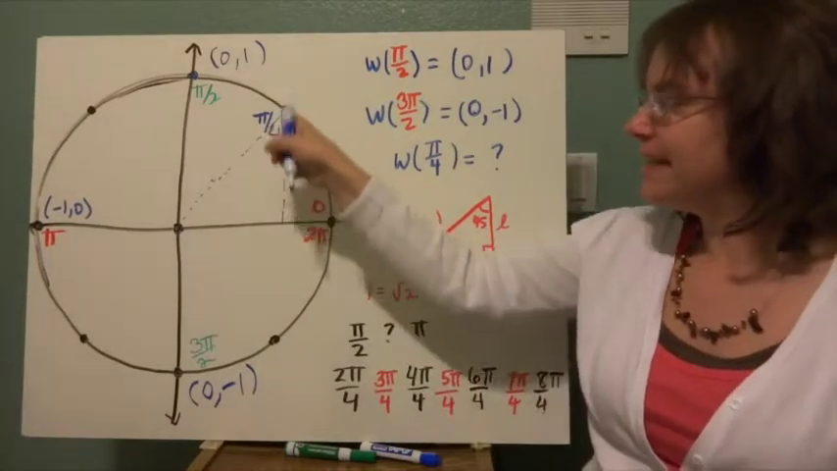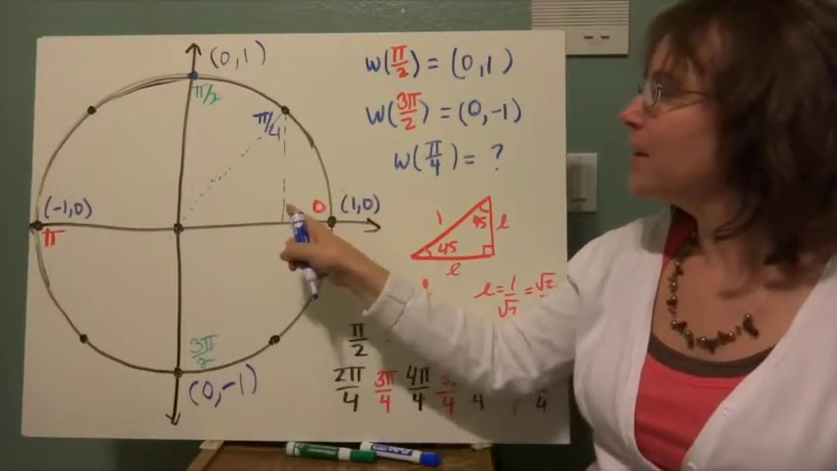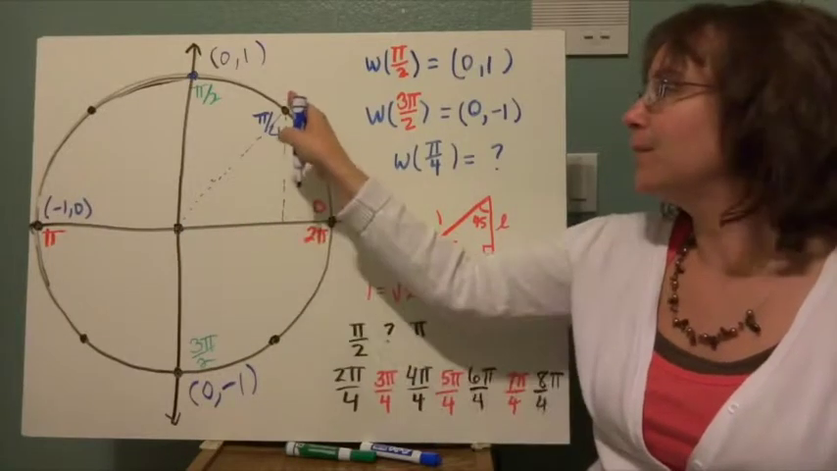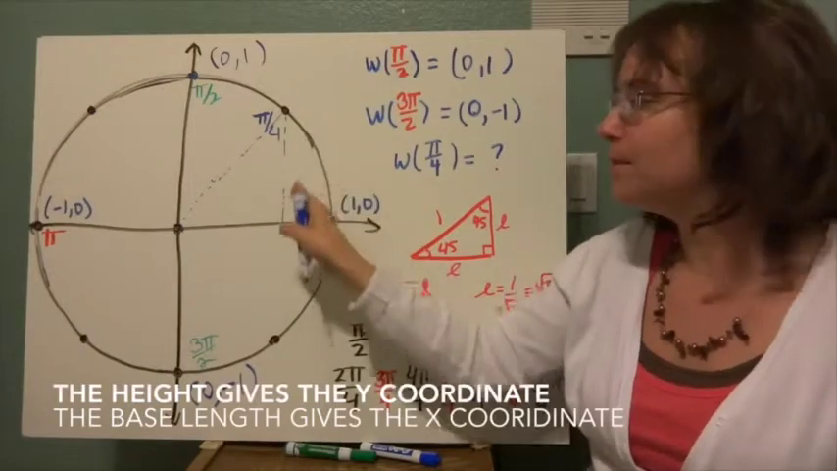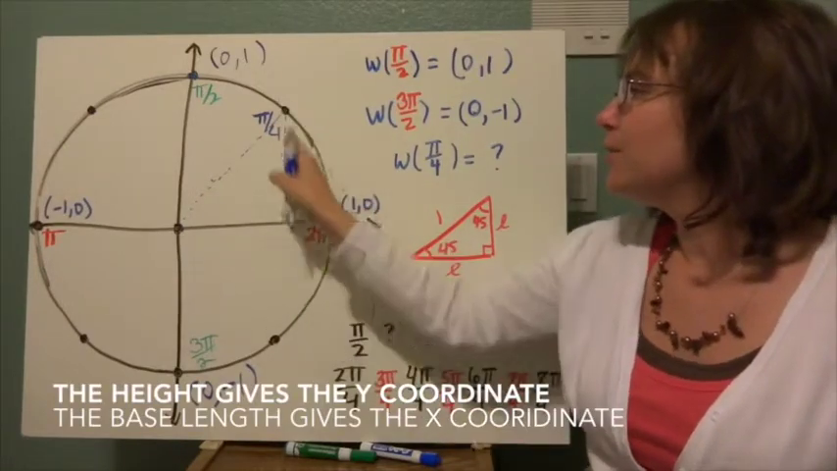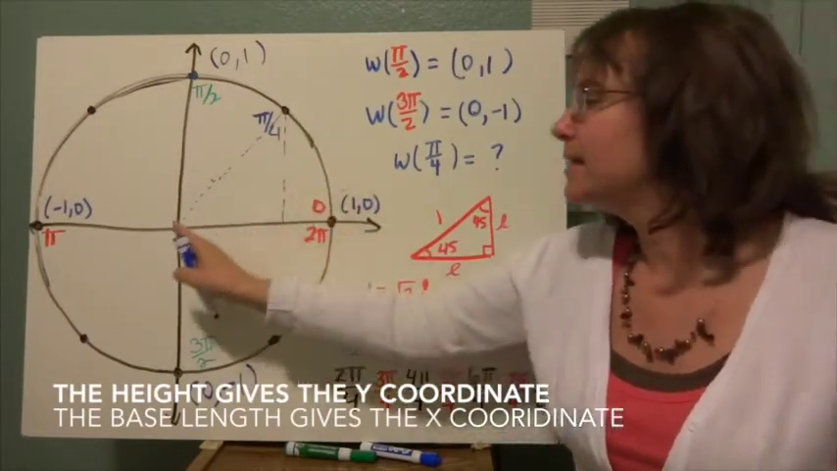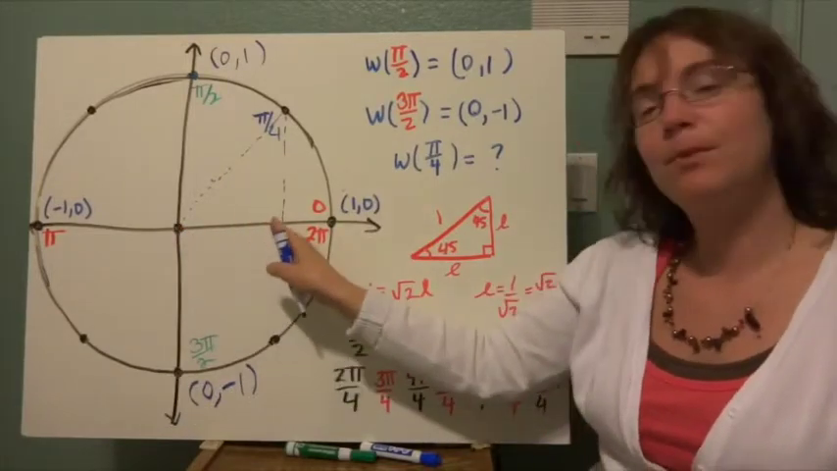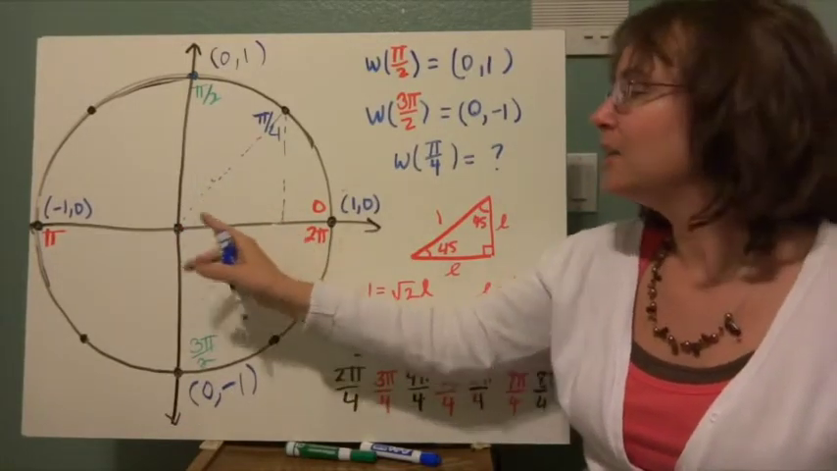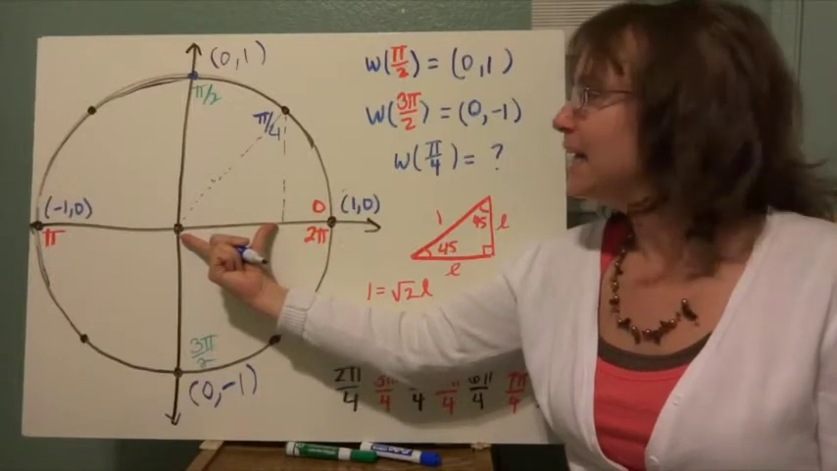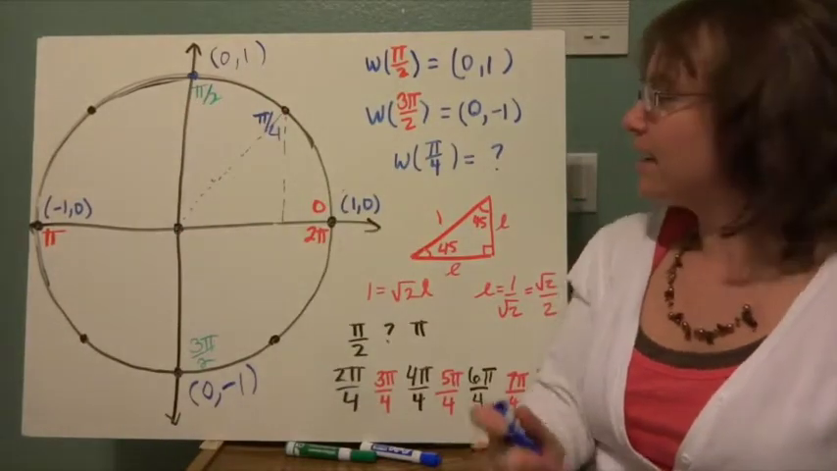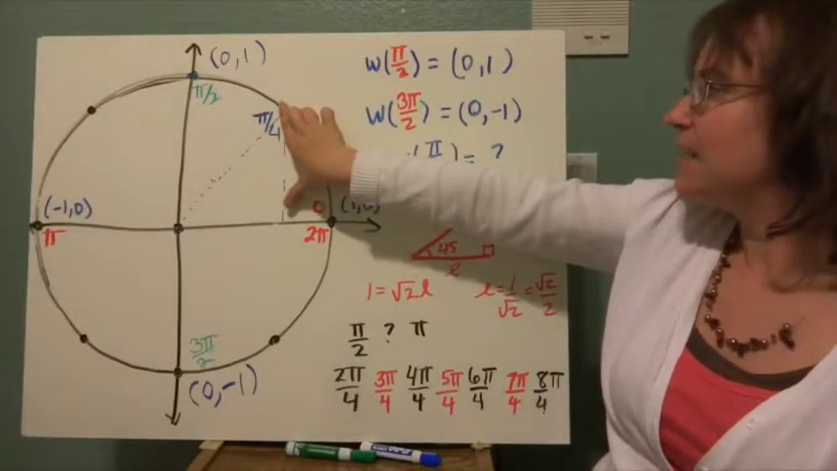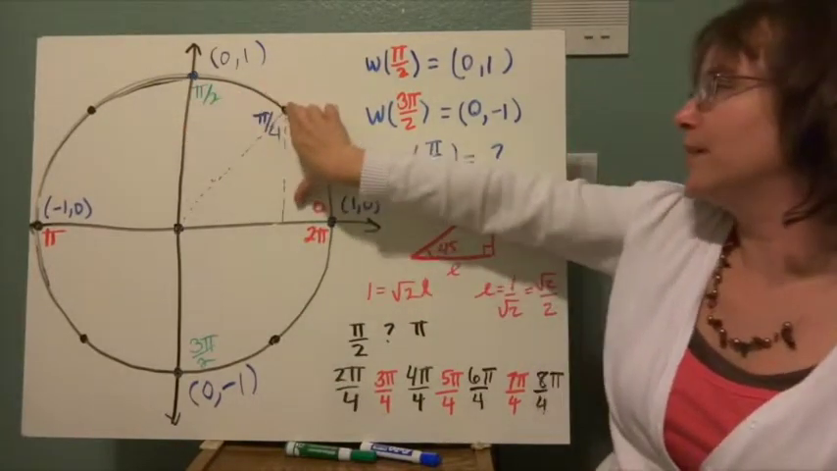So if we can find this height of the triangle, we know how far on the y-axis we've gone up. And if we can find this distance, we know how far on the x-axis we've come. So this height represents my y-axis. This distance right here represents how far I've come on the x-axis. So if I can find this side length, that's actually going to be the x value of my coordinate point. And if I can find this side length, it's going to be my y coordinate.